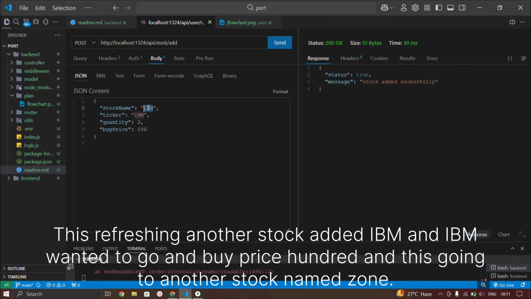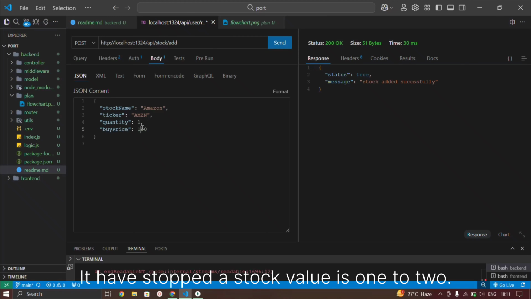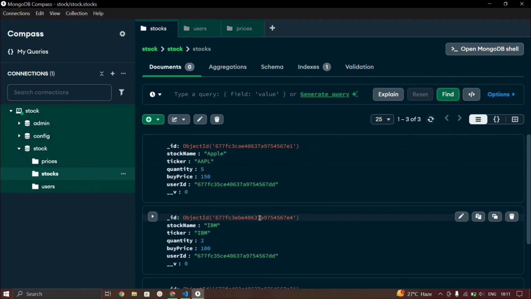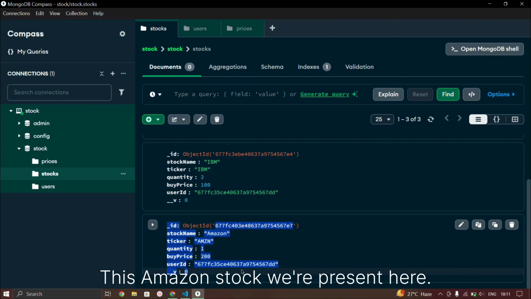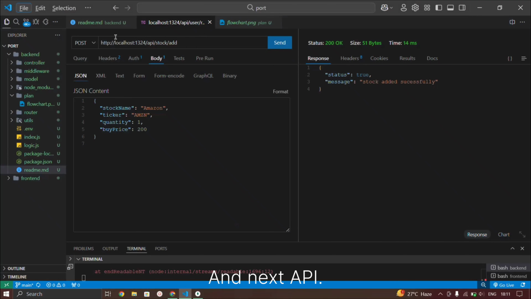I'm going to add another stock named Amazon, the ticker AMZN. The stock value is 200 rupees. Yes, stock added successfully. Yes, the Amazon stock is present here. This object ID is nothing but the stock ID.